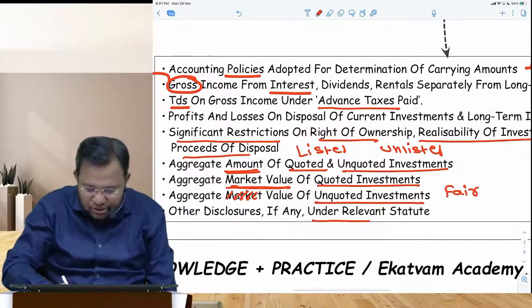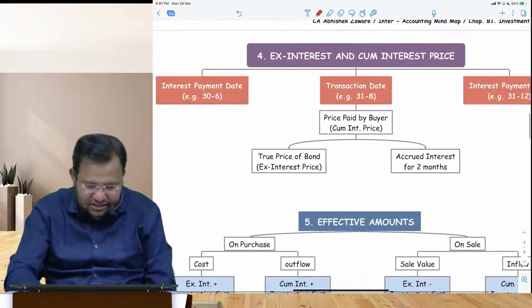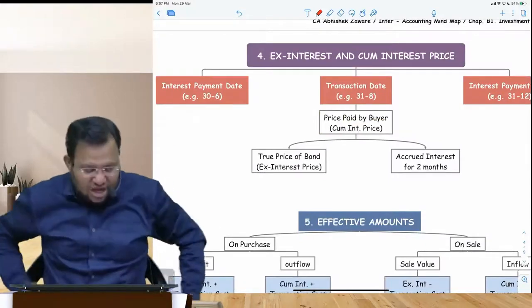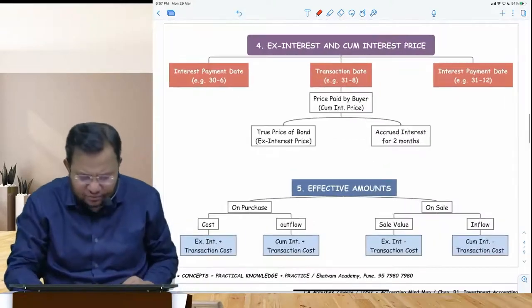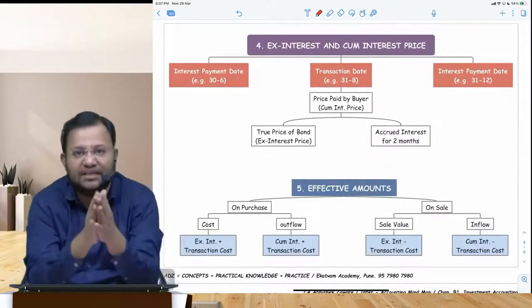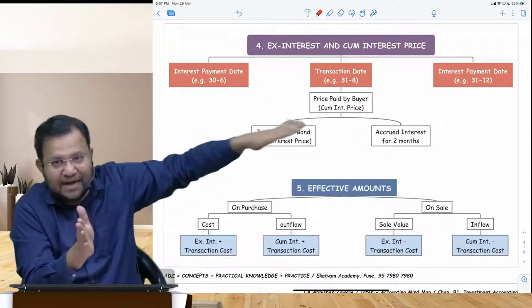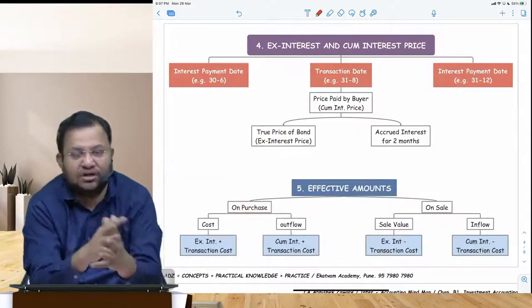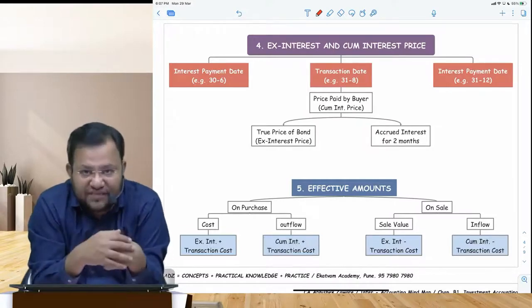Any other disclosure required by some law, then you should give that particular disclosure. This is what AS 13 talks about. Then we come down to accounting for debt and equity investment, on which you should expect a numerical question. The first part was AS 13, on which you are going to get a descriptive question where you have to write the provisions of AS 13.